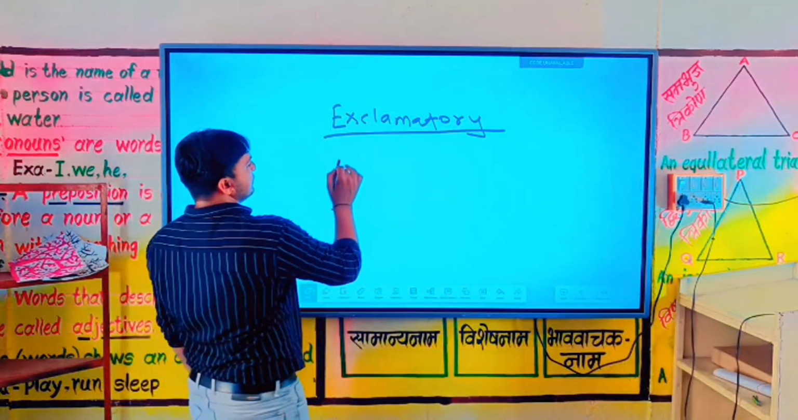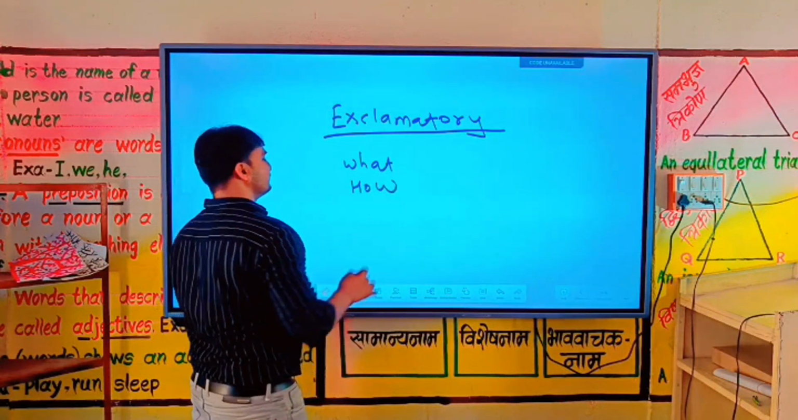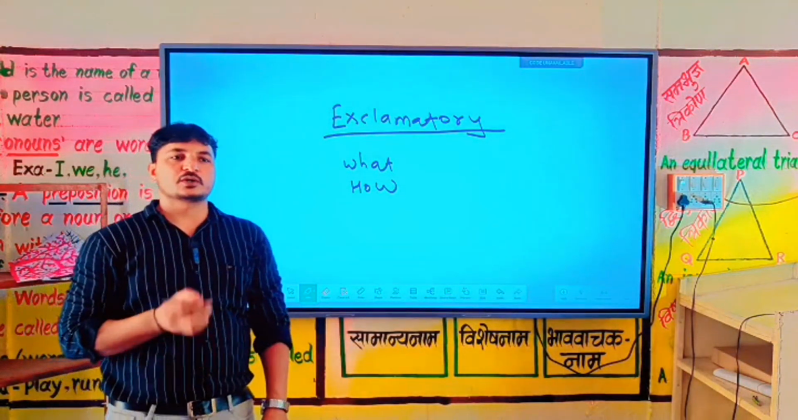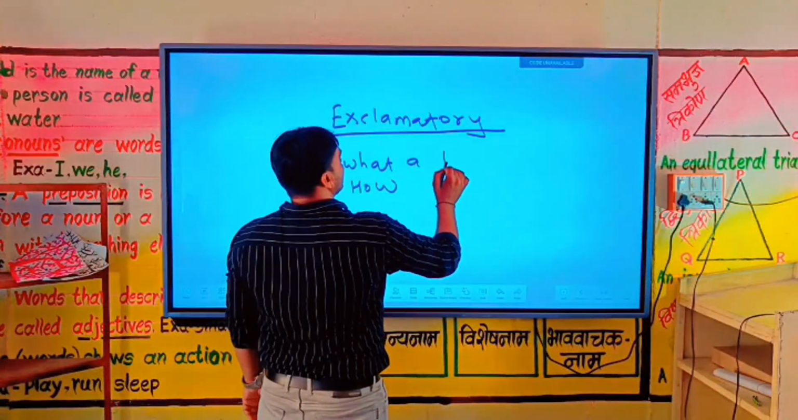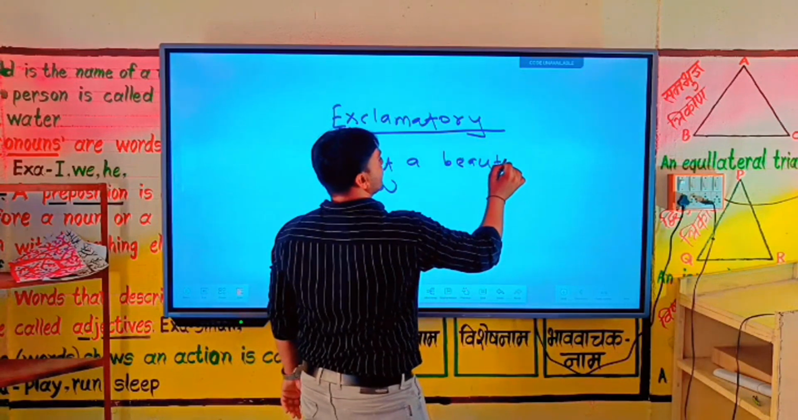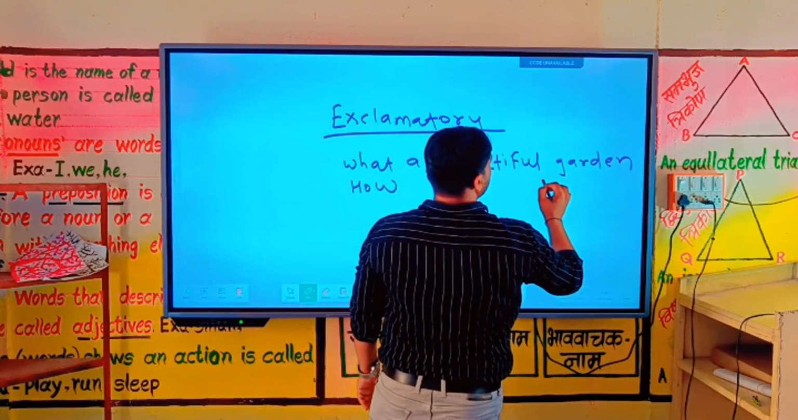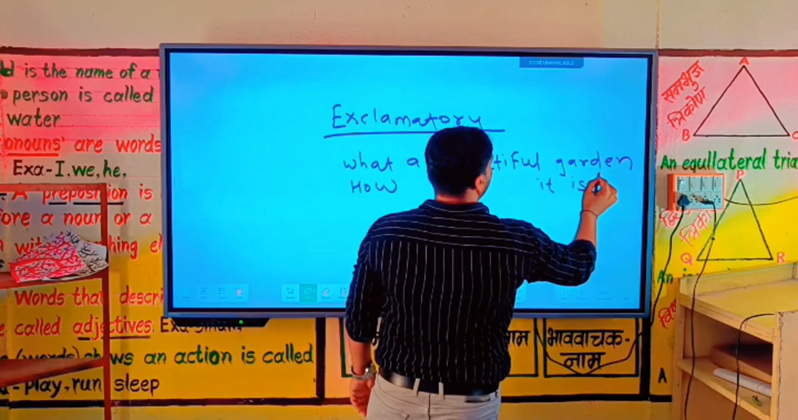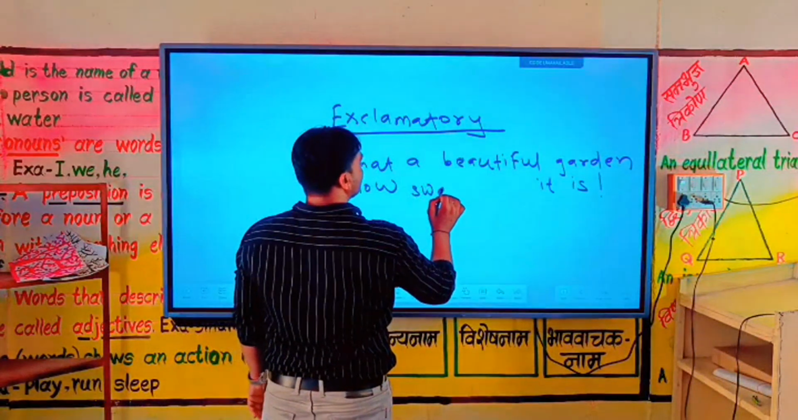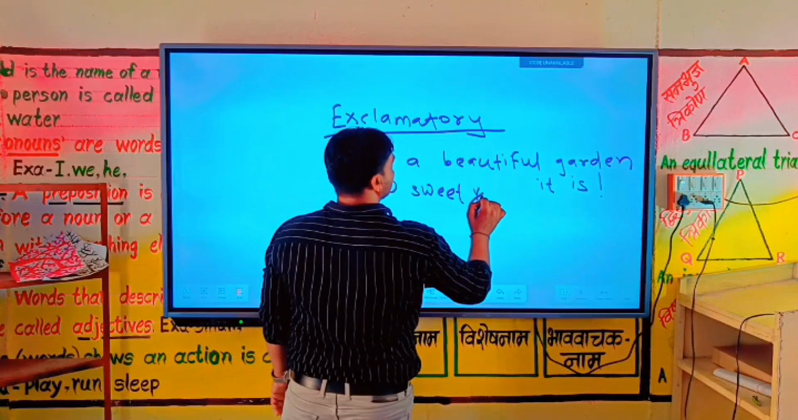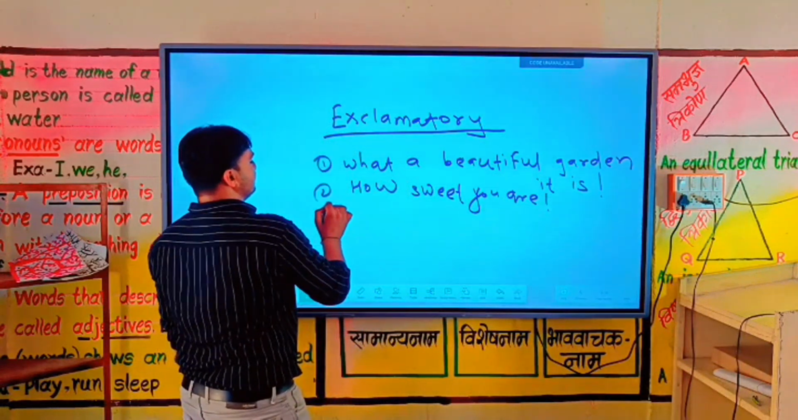Listen, if the sentence starts with what or how, and after that, let's take one example: what a beautiful garden it is. Okay, now how sweet you are, how sweet you are. These are the two examples.